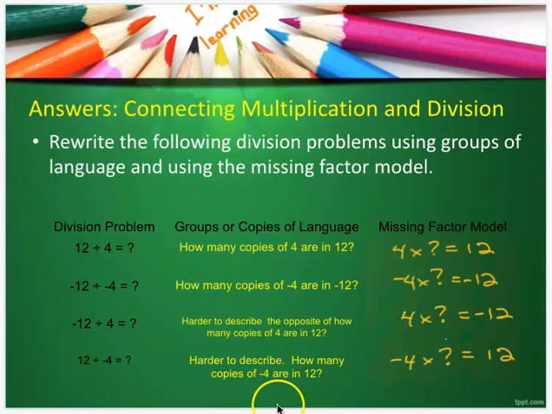But you can always change it to a multiplication problem, and it's the missing factor model. So 4 times what gives me 12? Or negative 4 times what gives me negative 12? 4 times what gives me negative 12, or negative 4 times what gives me 12. So it's a nice way to look at connecting multiplication and division. The rules for multiplication and division are the same, so once you formulate the rules for multiplication, they apply to division.